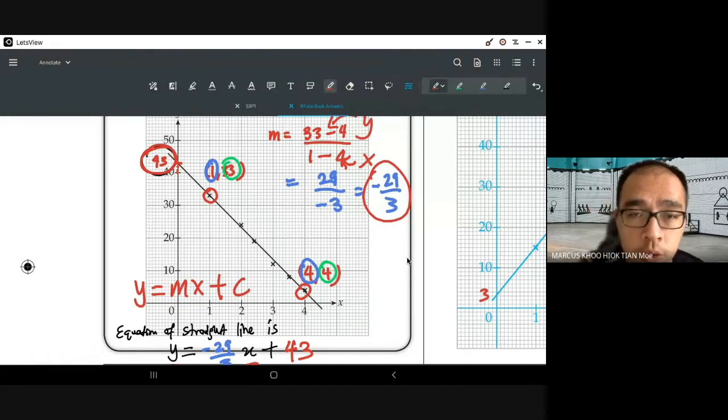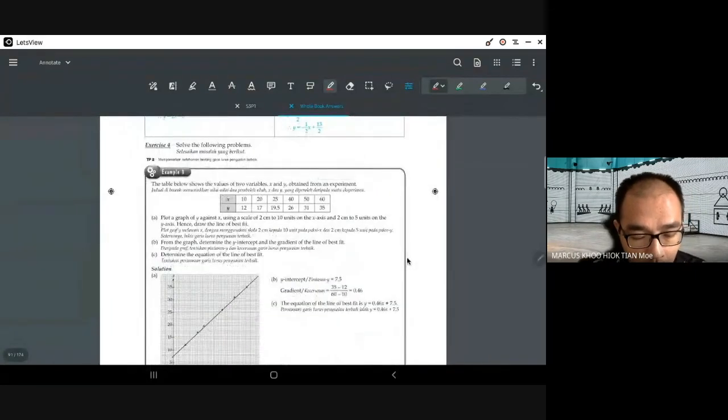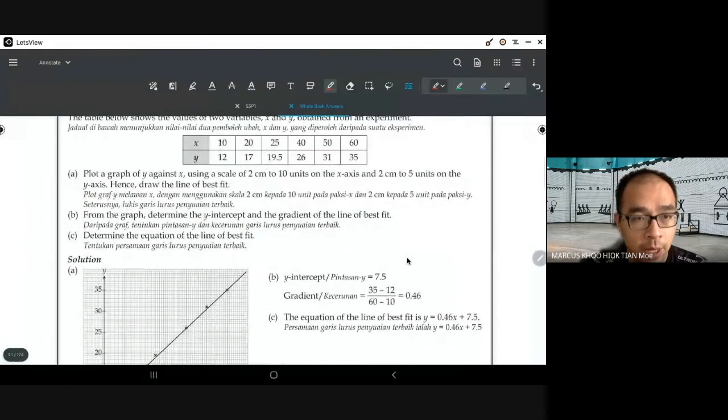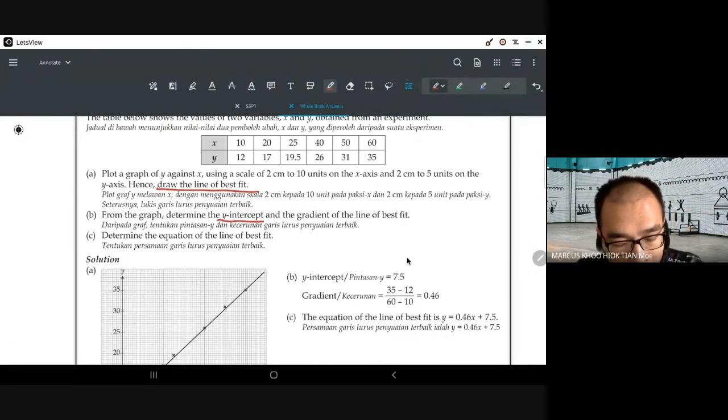So what I want you to do today, okay, to prepare for Thursday's class. Tomorrow we have no class. Tomorrow is public holiday. Okay, so to prepare for Thursday's class, I want you to answer all the 3 questions in exercise 4. Okay, so the question is all the same one. Plot a graph and then draw the line of best fit. Okay, what we did just now. And then after that, determine the y-intercept and the gradient.